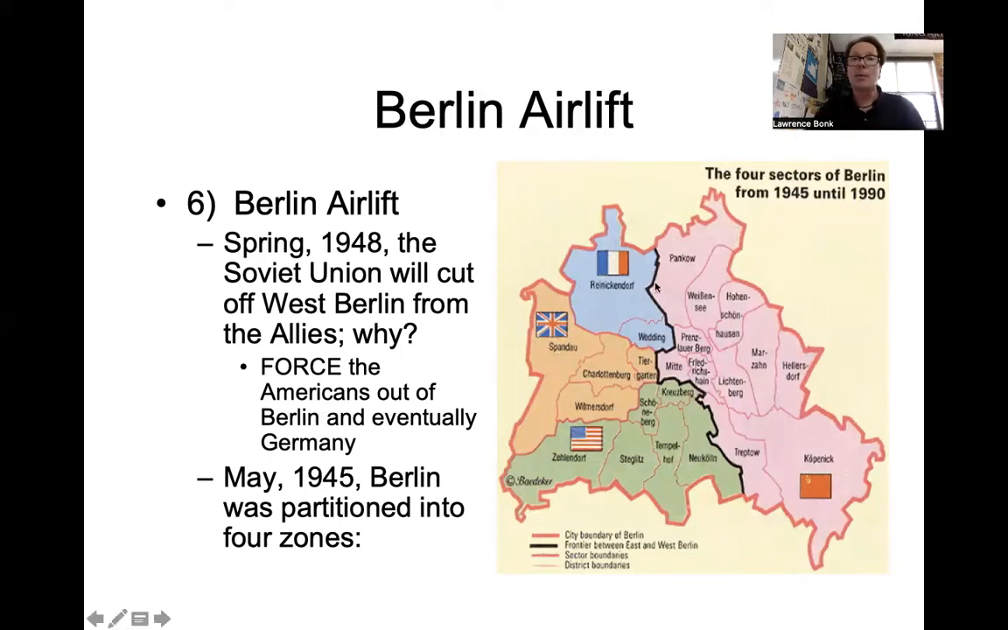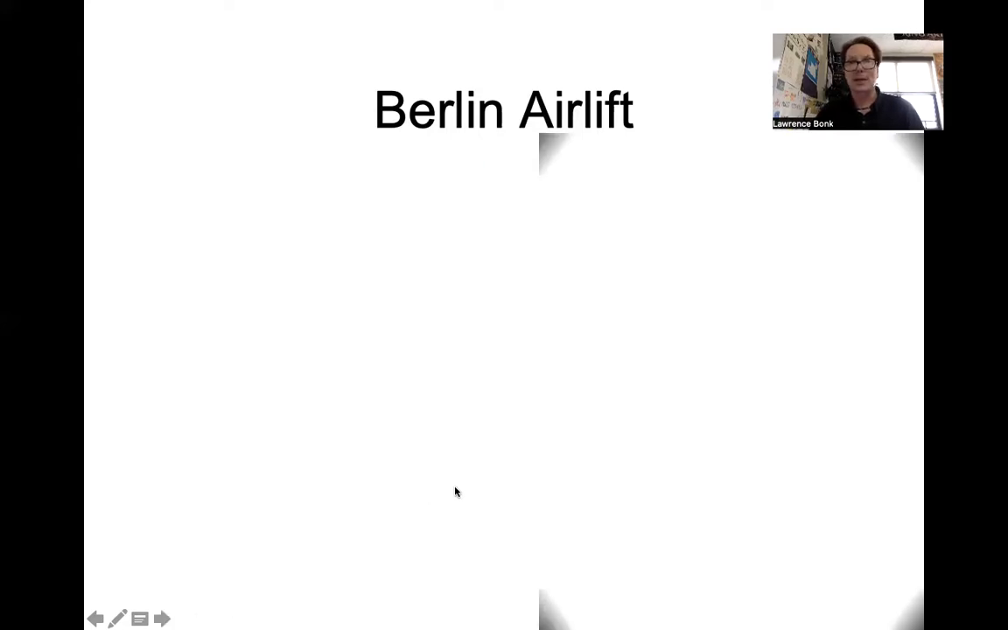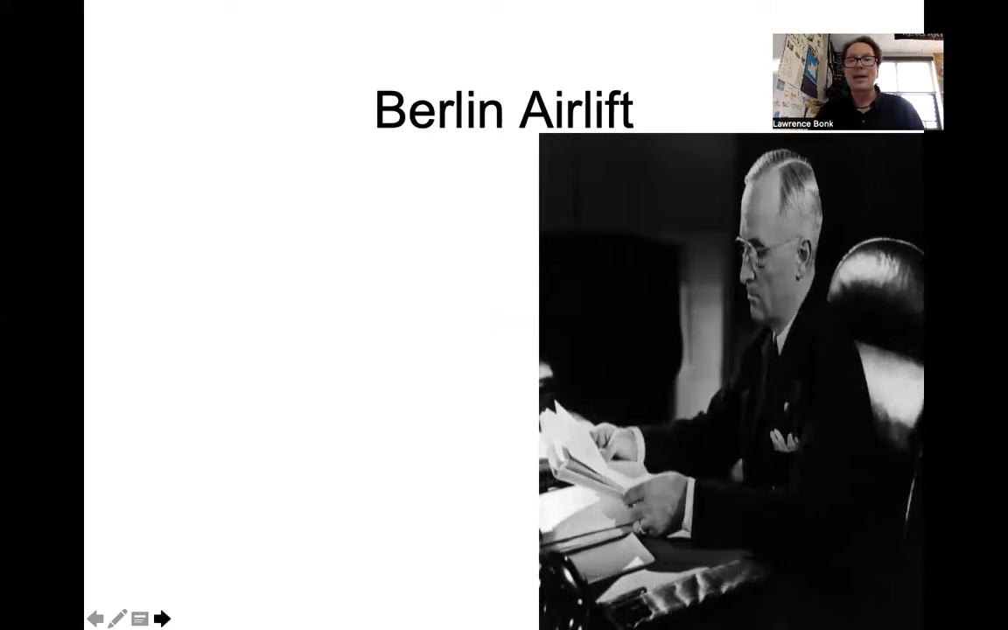So again, Berlin was split into 4 zones. This part was controlled by the Soviets. This part was controlled by the French. This part was controlled by the Brits, and that part was controlled by the Americans. All right, let's continue on. So now here we go.